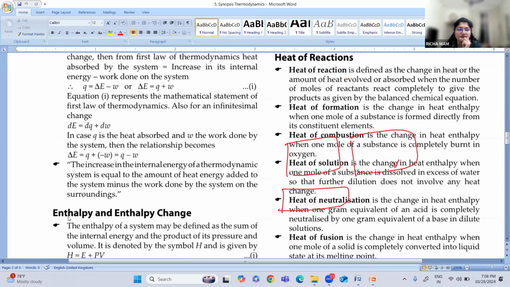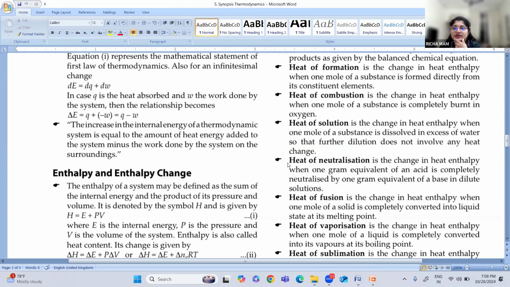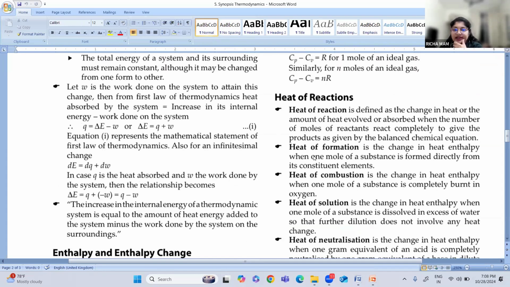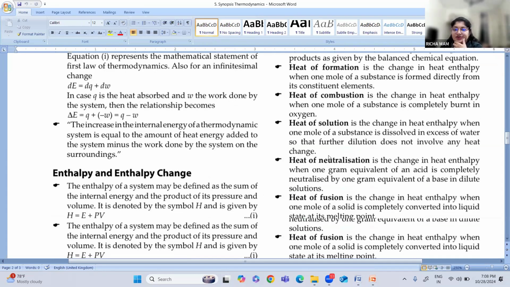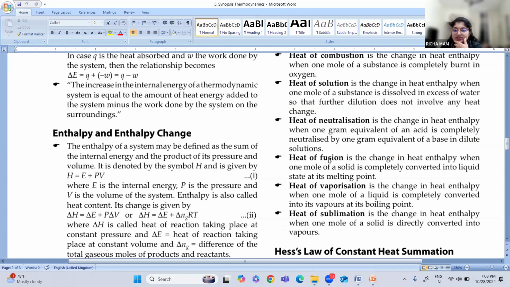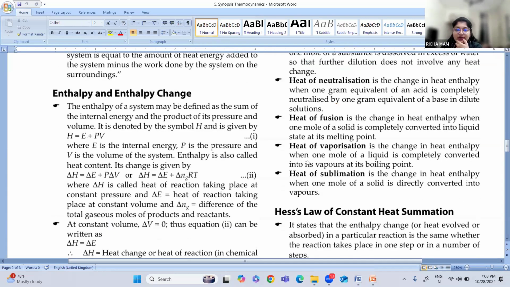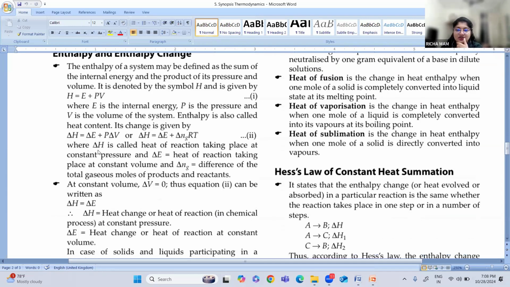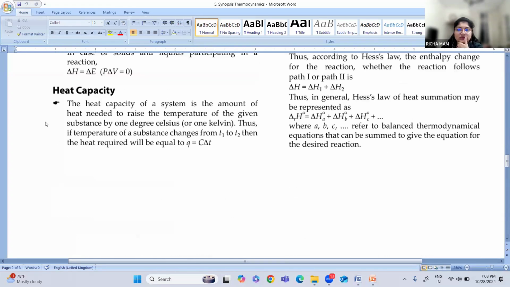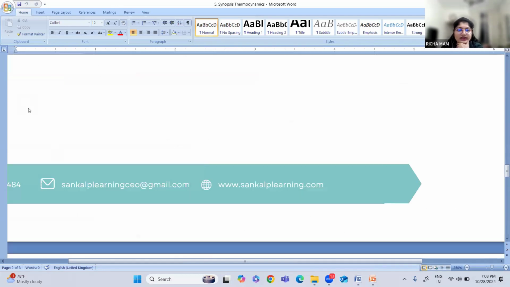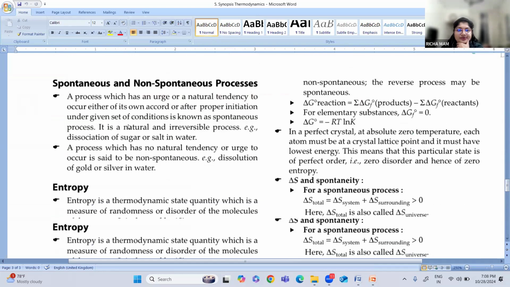Then heat of combustion. Just read once. What is heat of reaction, heat of formation, heat of combustion, heat of solution, heat of neutralization, heat of fusion, heat of vaporization, heat of sublimation. Then Hess law, very important. Based on this, Hess law is very important.